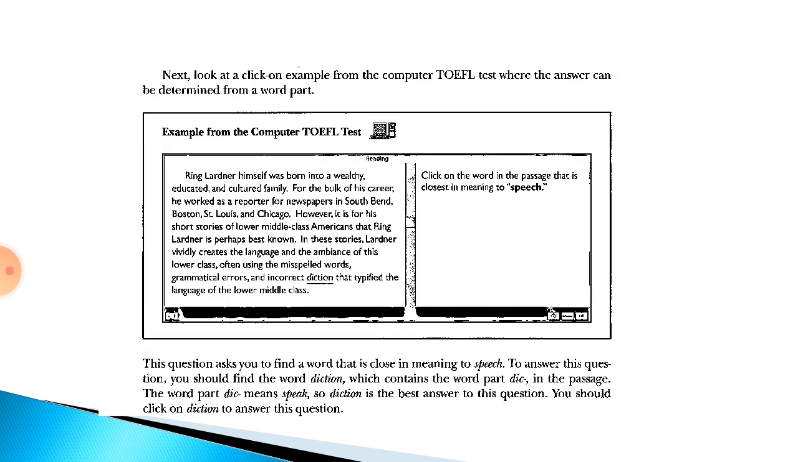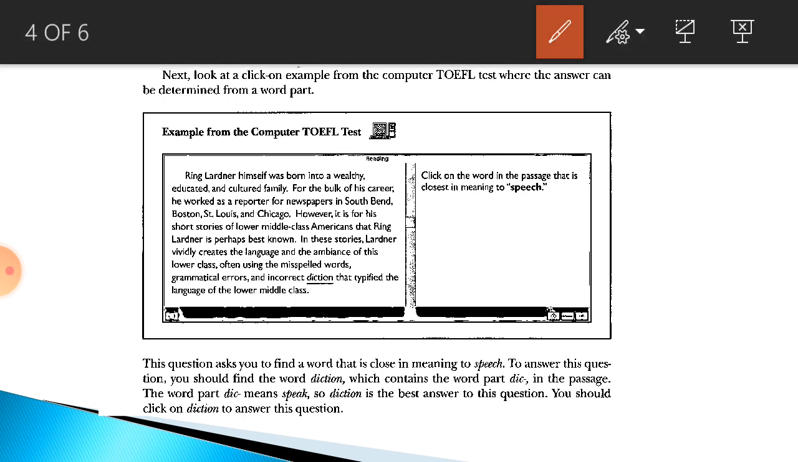Another example here asks about the meaning of the word "diction." The word "diction" here also contains the part "dic," D-I-C. This part means speak. So, therefore, the best answer here for the word "diction" is "speech."